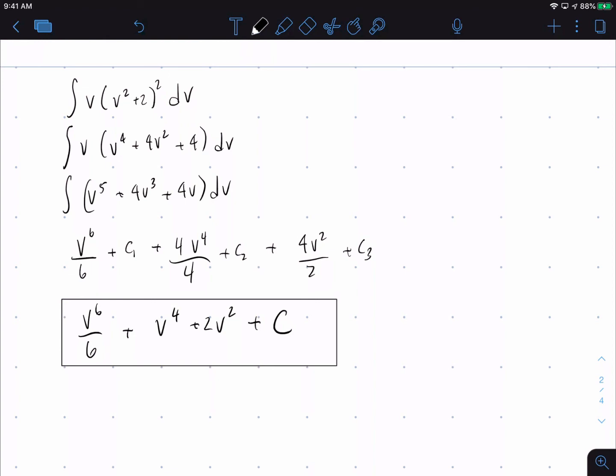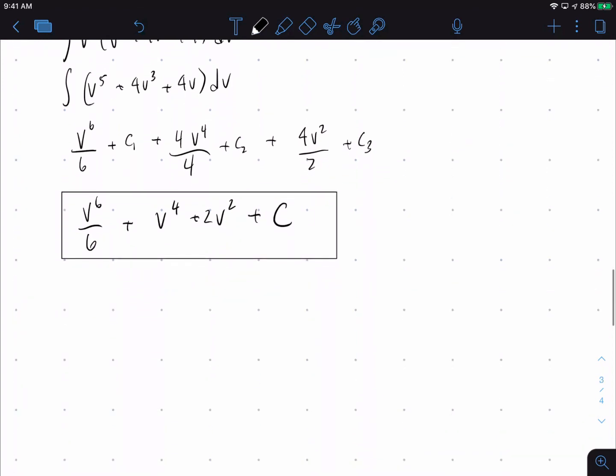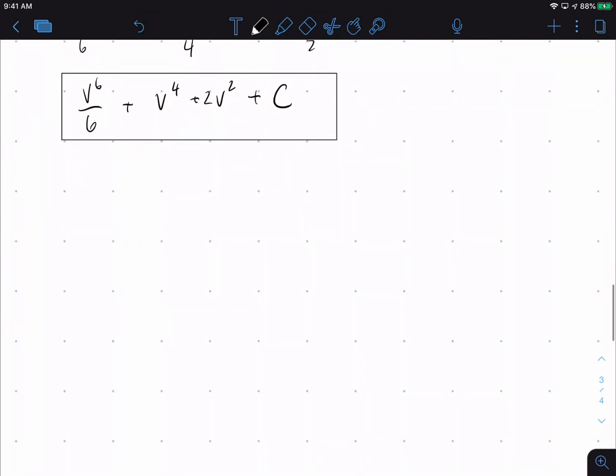Now let me do a trig one for you, and then we can call it a day. All right. So this one's going to be the integral of secant of t times the secant of t plus tangent of t, all of that being integrated with respect to t.